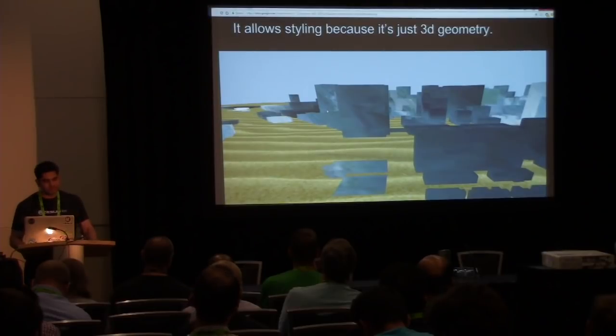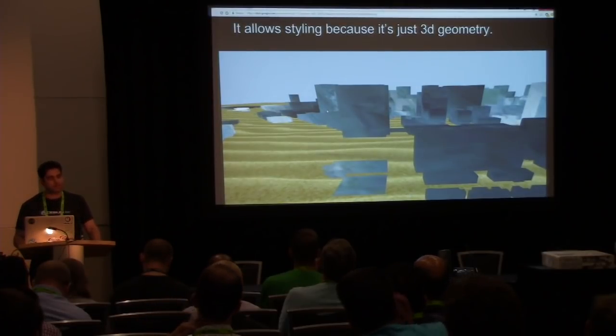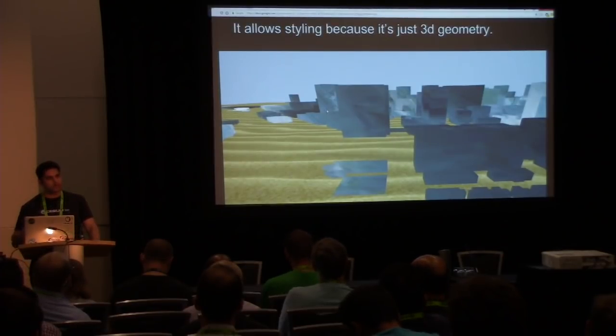So this is an example from San Francisco. The buildings are from footprint and heights, and A-Frame can take those and put its own style on it. So it's not limited to the original styling that was there on the GLTF or on the terrain.